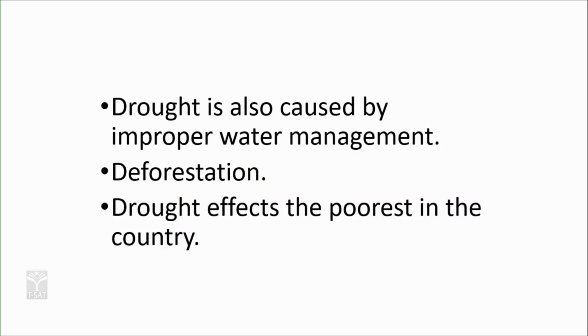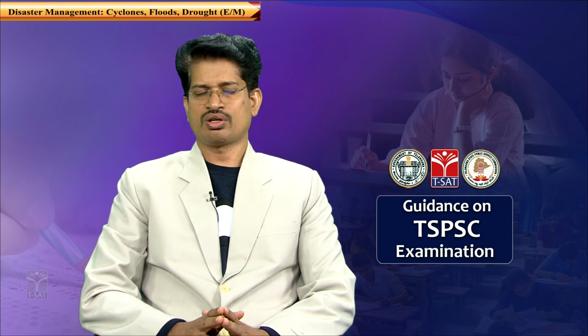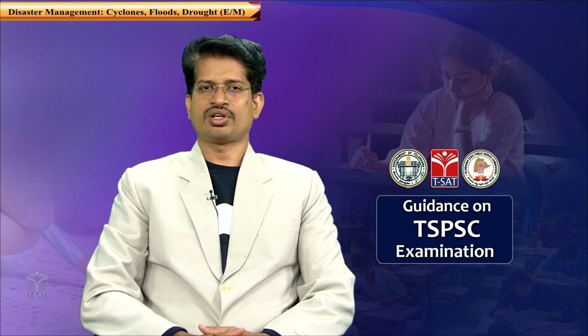Drought affects the poorest in the country. So, because of this reason, the vulnerable section during drought is people who have below the average per capita income. Rich people who are capable of spending more, despite the increase in prices because of less production of food grains, will not be affected by drought. The people who are being affected are poor.